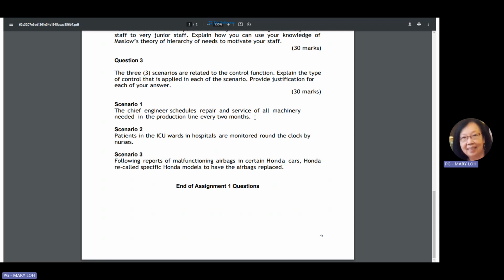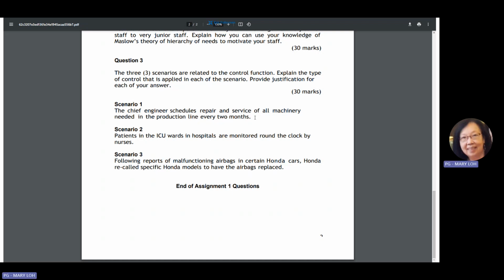The second one is for scenario 2. The last one, feedback, is for scenario 3. Okay, you cannot just write for scenario 1, you just write, oh, it is feedback, feed-forward control. Full stop. That's it. You have to explain. Okay, because it's 30 marks, and it's 10 marks for each one.